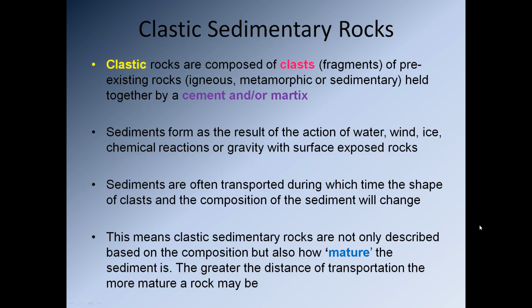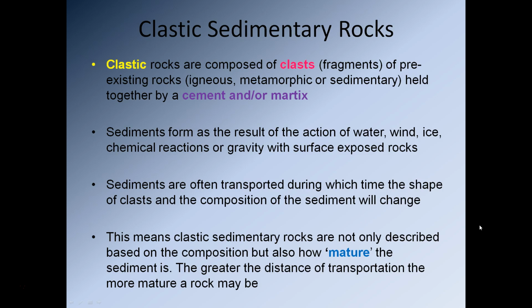So clastic rocks are composed of clasts, shock horror. So these clasts are from pre-existing rocks. Those rocks could be igneous, metamorphic, or sedimentary, and the clasts are stuck together by a cement or matrix. So sediments form as the result of the action of water, wind, ice, and chemical reactions or gravity with exposed rocks on the surface.